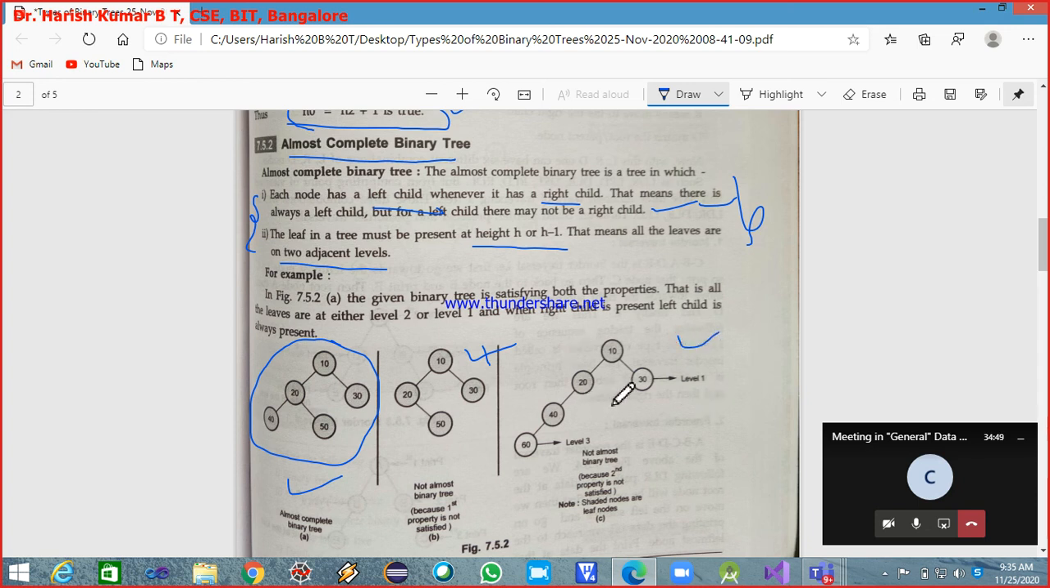In the third example, this is the root node, and does it have a left child? Yes, it has a left child. And what is the other internal node? 20 is another internal node. It may or may not have a right child, but it should always have the left child. Is there a left child present for 20? Yes. So the first condition is satisfied. And this is the leaf node, and it is not mandatory that it should have the left child or the right child. So the first condition is satisfied.